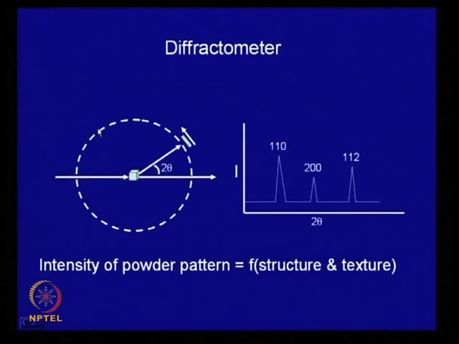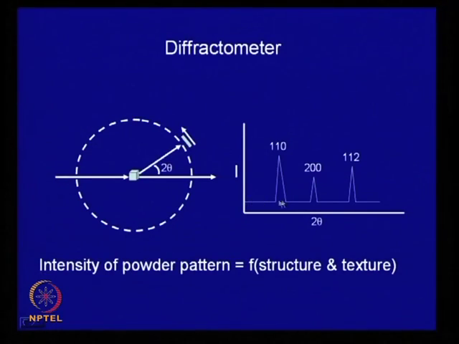So, in fact, a diffractometer is a device where you can place the sample on a stage called goniometer, and this can be rotated about different axes. There is a counter which moves along the circle and records the intensity as a function of the angle of diffraction, that is 2 theta, which is shown over here, the intensity as a function of 2 theta.